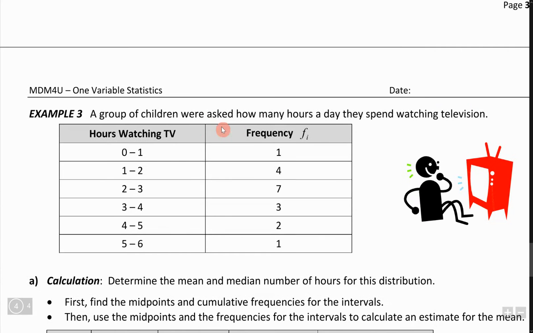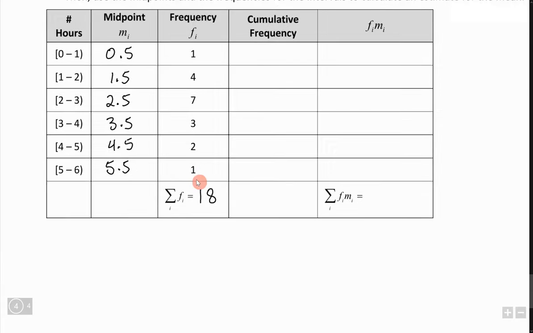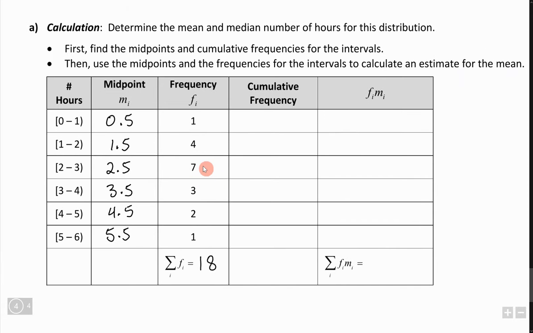It looks like it might have been surveyed. Yeah, they were surveyed. So there are 18 children who were surveyed. And what I'm going to do next is look at the cumulative frequency here. So this might be another useful value for us.